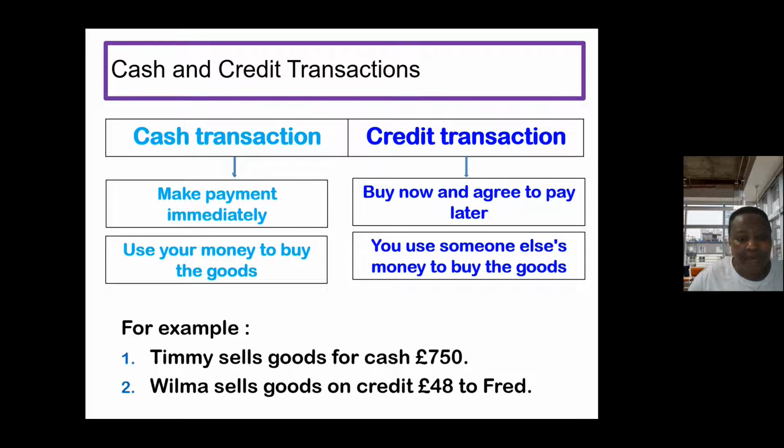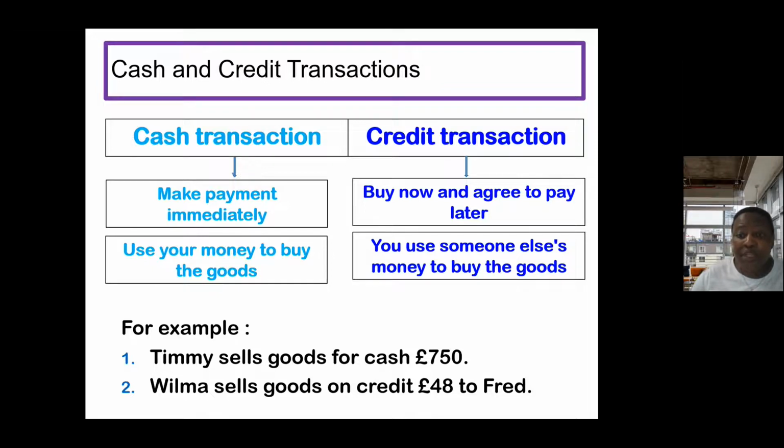For example, here we have Timmy sells goods for cash, 750. It means the goods that Timmy is selling are, say for example, apples. So Timmy has sold these apples in exchange for cash, and the cash was paid to him immediately, 750 pounds.